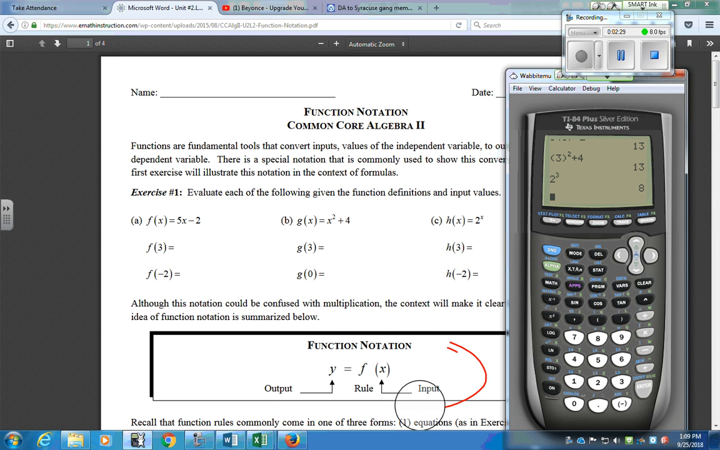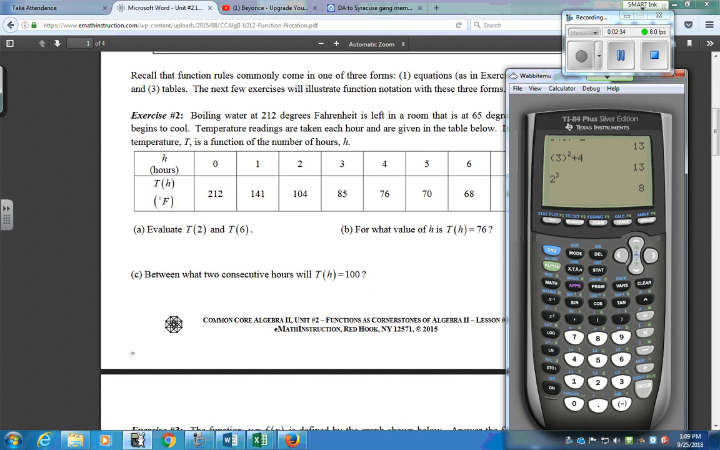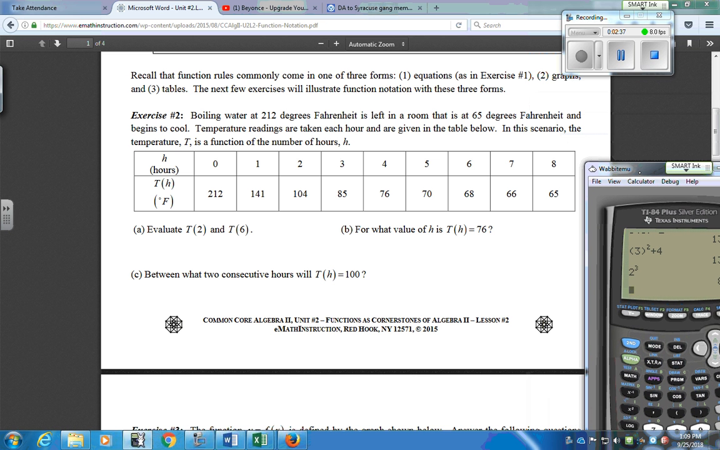So if we move on, a big thing with functions is that there are different representations of functions. You have equations, which we talked about, and then you have graphs and tables. So this one gives us a table. Now, one of the things I've been focusing on with my Algebra 1 students is making sure they actually read the question and underline what the letters represent. So it says right here that the temperature is T, and H is the number of hours. I want you to get in the habit of underlining that in the question, because now it actually gives us some application of what we're talking about.